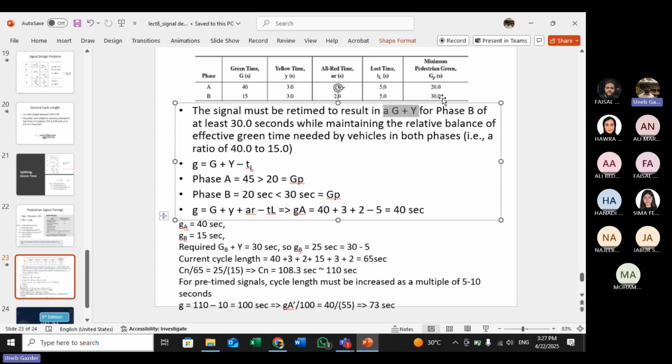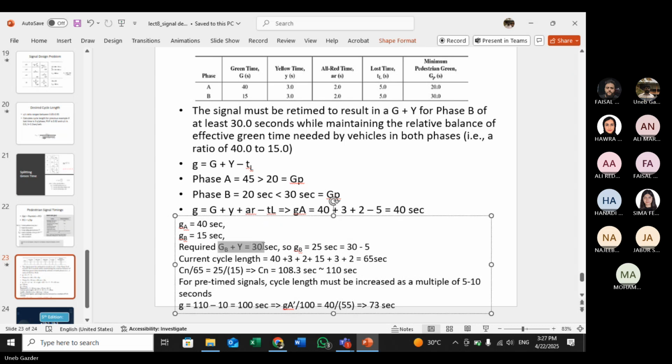How much should it be changed? It should be changed so that green and yellow and all red becomes equal to 30. So it should become equal to 30. That means the effective green time for phase B equals 25. So this is now the new effective green time for phase B. We cannot change one phase and keep the other phases the same, because we want the total to still be 100%. All phases are divided in proportion, so we don't want to disturb the proportion.